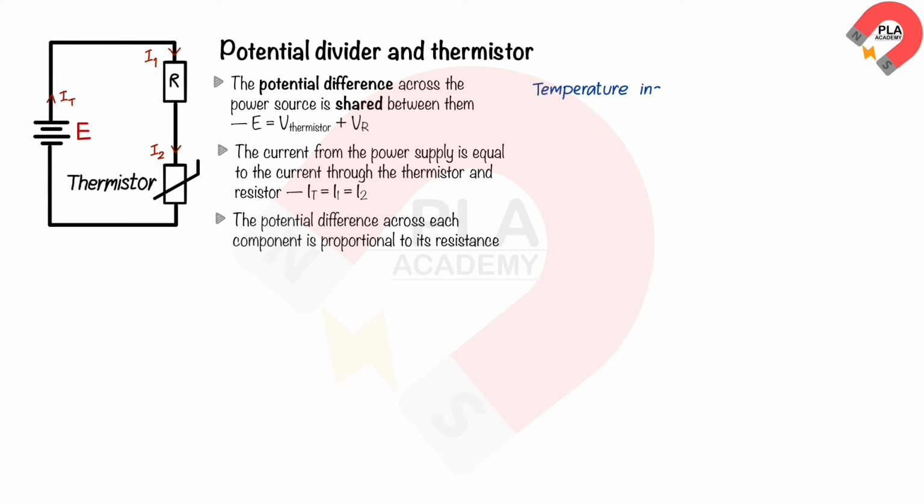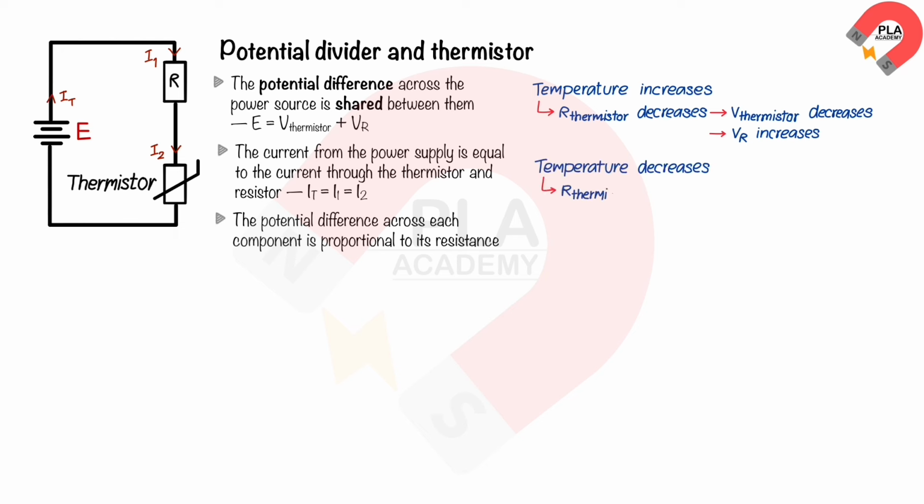When the temperature increases, the resistance of the thermistor decreases. The thermistor will get a smaller share of the potential difference, while the resistor will get a greater share. When the temperature decreases, the resistance of the thermistor increases. The thermistor will get a greater share of the potential difference, while the other resistor will get a smaller share.